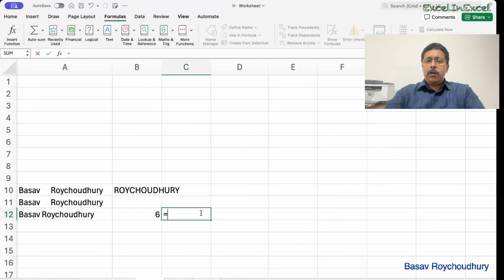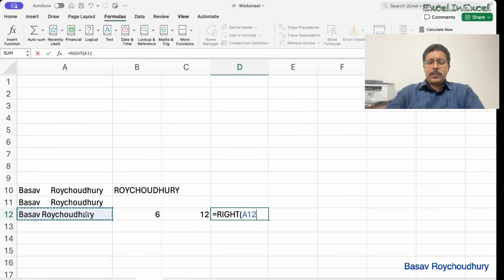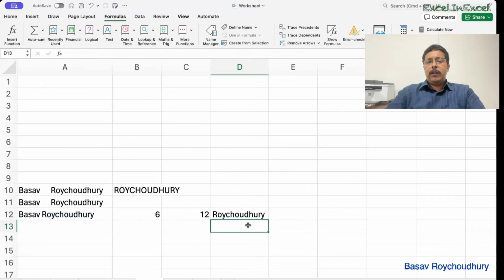Therefore, how many characters to extract from the right? If I take the length of my entire name and subtract from it the first 6 characters, that means all the characters before the space, it gives me 12 characters for my surname. Now if I use RIGHT and take these 12 characters, mind you, this time I have not manually counted these 12, I have used formulas and functions to get these 12, and there I have my surname.